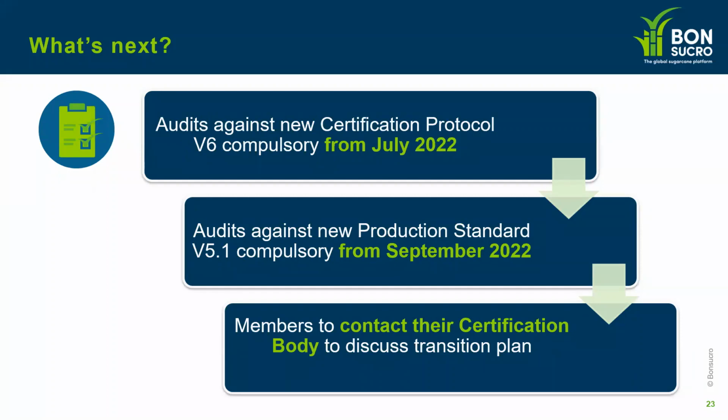Some important dates in terms of this transition period. So audits against certification protocol will be compulsory from July 2022. Again, the certification protocol is the document that provides the rules for auditing. That's not the Bonsucro production standard. So basically, even audits against the current standard, the old standard, let's say, will be required to use the new certification protocol from July this year. Audits against the new production standard, version 5.1, are compulsory from September 2022. And we really encourage members to contact their certification body to discuss this transition plan. For some mills, it might be earlier, for some mills will be in September. So it's really about organizing that transition period, ensuring that the staff is trained, that everyone knows and understand those changes. And we are here as well to help, but just to keep in mind those very important dates in 2022.